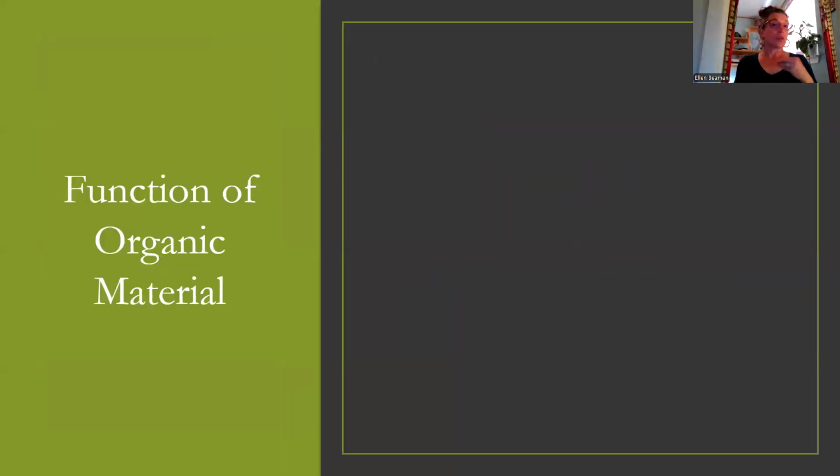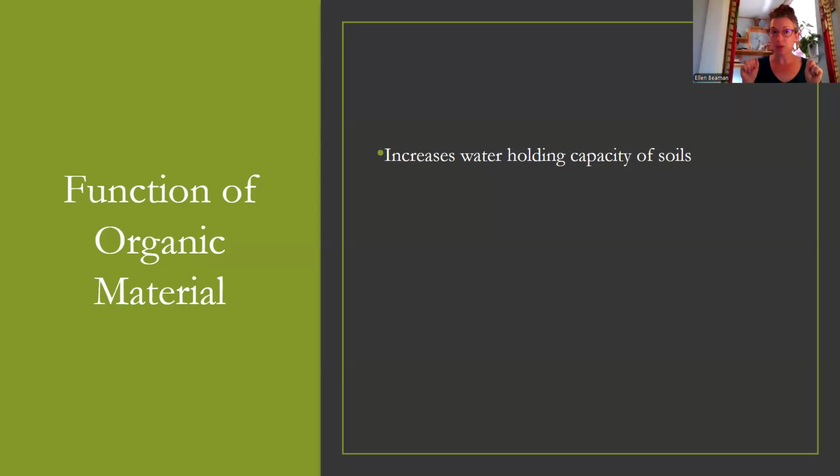So, organic material functions in very important ways in our soil. The first is it increases water holding capacity. So now we're going to move into an example I like to use, which is the difference between mineral and organic parts of the soil. And so the example we're going to use is the mineral is going to be represented by a ball of aluminum foil, and the organic is going to be represented by a loofah sponge.